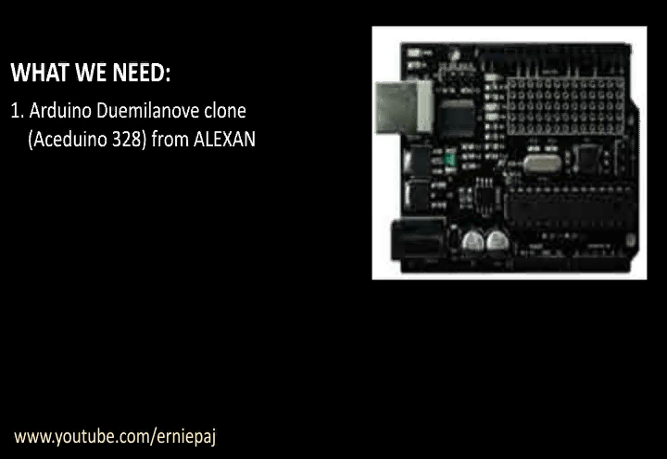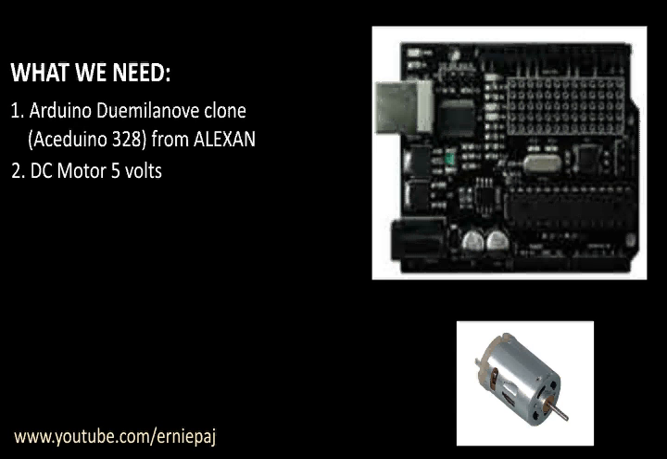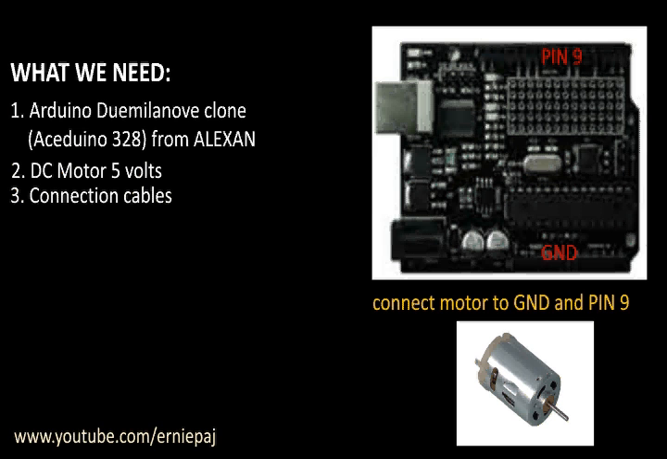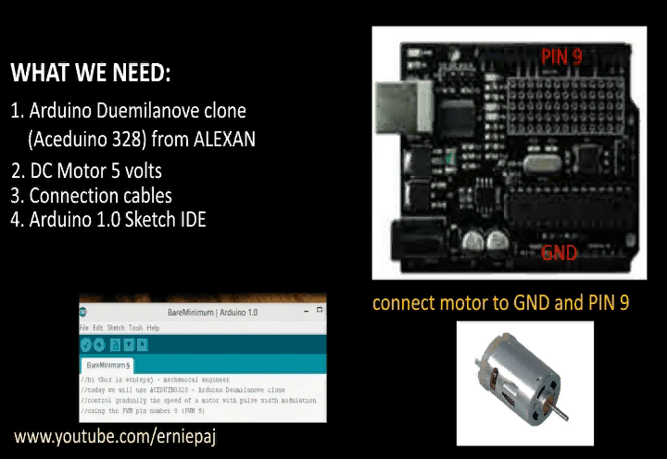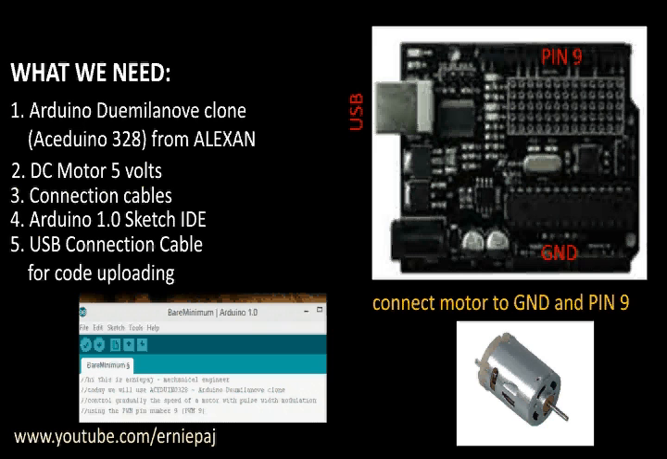In this lesson, to illustrate pulse width modulation, we will use the Arduino Duemilanove clone ACE2328 from Alexan, a 5-volt DC motor, connection cables, Arduino IDE 1.0, and a USB connection cable to the computer when we're uploading the code to the controller.